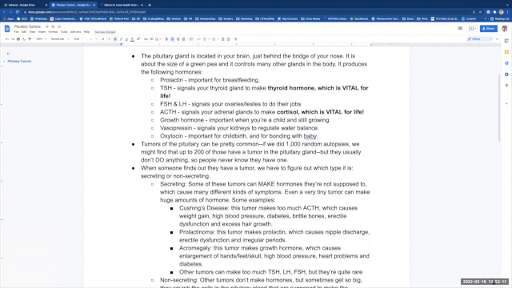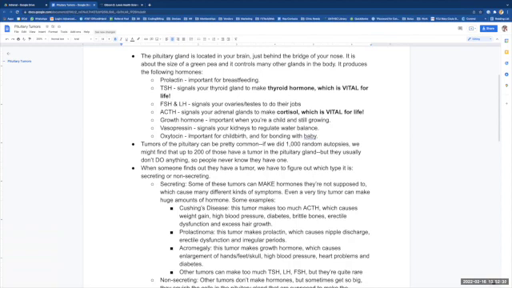Growth hormone is mostly important when you are a child and still growing. Vasopressin talks to your kidneys to regulate water balance. Oxytocin is important for childbirth as well as for bonding with the new baby.